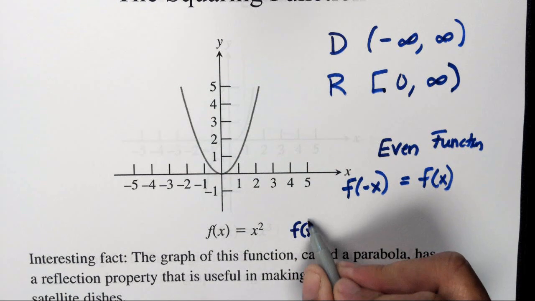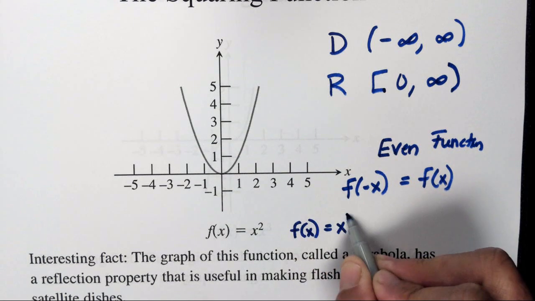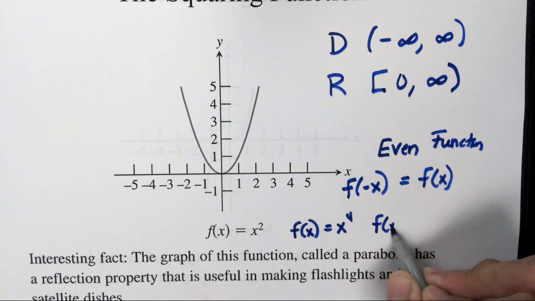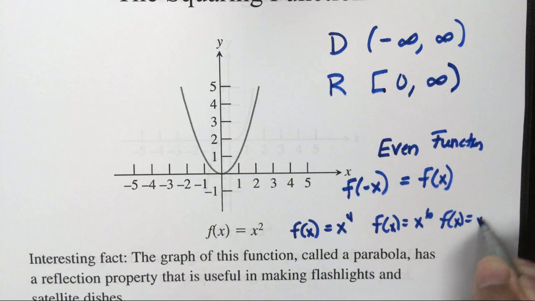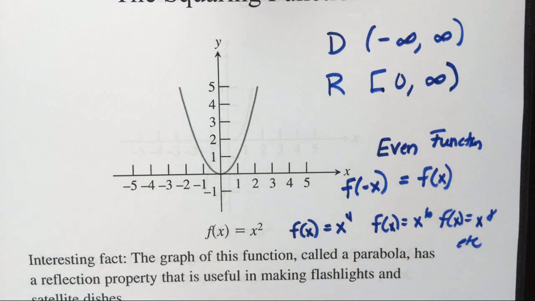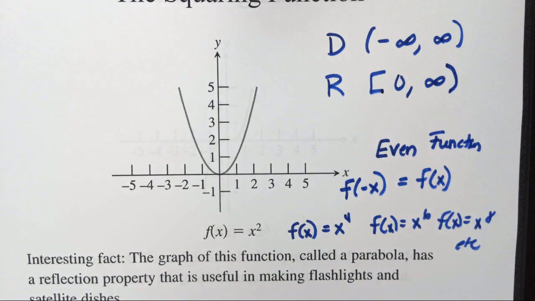All right. So what I want you to understand is that f of x equals x squared, everything we know about it is going to apply to x to the 4th, x to the 6th, x to the 8th, etc. They're all going to look like this. They're all going to have symmetry about the y-axis. They're all going to be an even function. The only thing that's going to be different, as the power gets bigger, it gets skinnier.